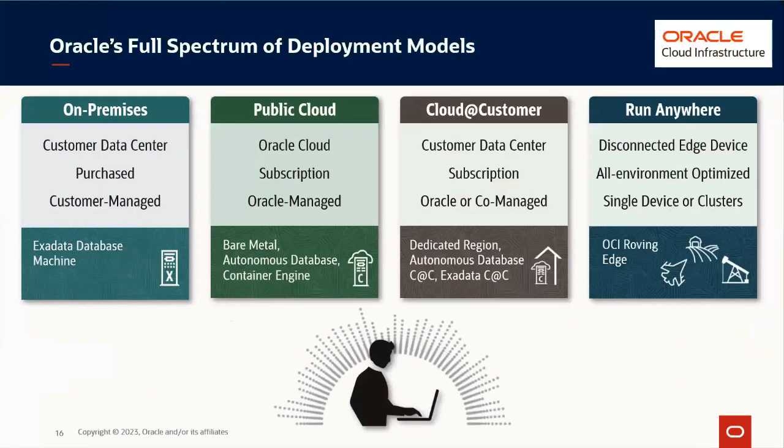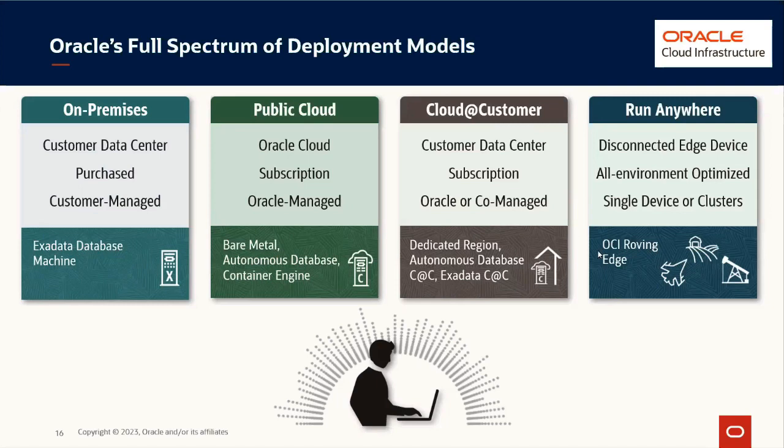I want to talk about the different deployment models that we have in terms of the differentiation. So you have a choice of deployment models, especially when you have stringent data sovereignty requirements. Besides the public cloud, that is subscription-based and Oracle managed, you also have the choice to deploy on-premise in your own data center where you purchase as well as manage it yourself. You can also have the best of both worlds, which is the Cloud@Customer model, where it's subscription based, and either Oracle can manage that or it can be co-managed.